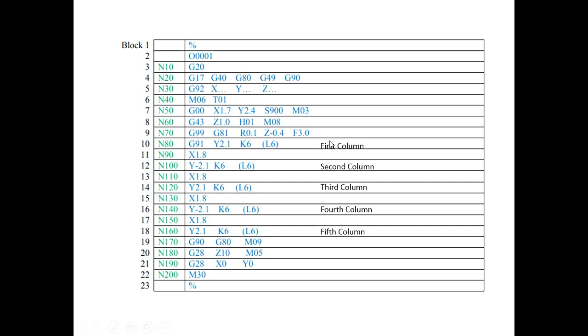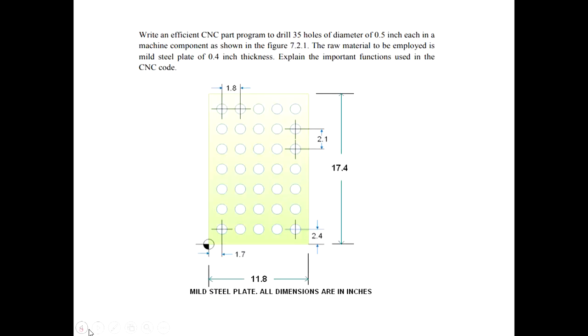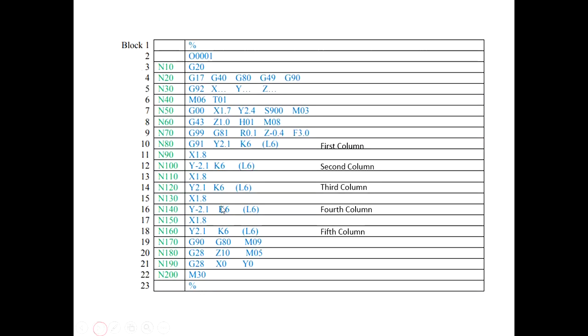Now we are using incremental positioning, G91. After drilling the first hole, you can see we are drilling this first column with incremental positioning, with an increment of 2.1 in the Y direction. Now we have drilled this first hole. Now the first column holes will be drilled by increments of 2.1 in the Y direction. So for this first column, G91 is incremental positioning, Y is 2.1.